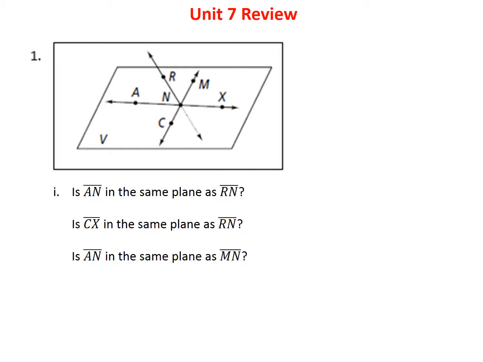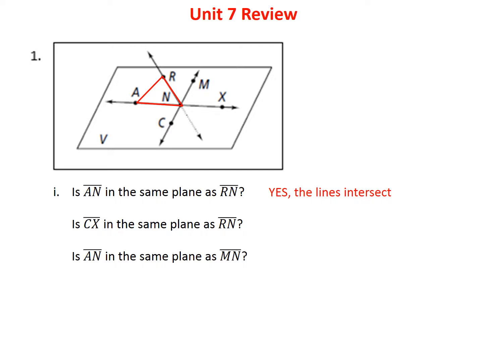In problem 1I, we're again asked to look at different aspects and see if it's true. The first one is the line segment, notice it does not have the double arrow, so we're just talking about the segment, not the whole line, in the same plane as RN. Well, notice that I can actually form a triangle with AN and R, so there is a plane formed by that triangle that contains both the line segment AN and the line segment RN. So the answer would be yes. Those two lines, by the way, intersect, so they're obviously in the same plane.